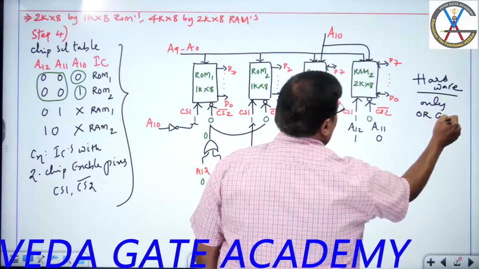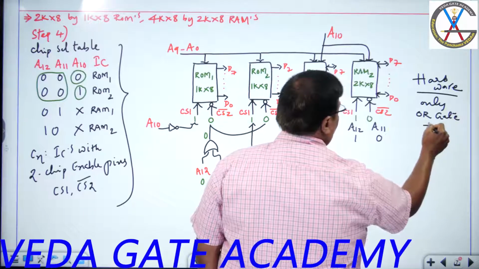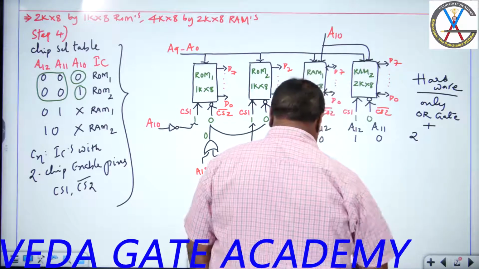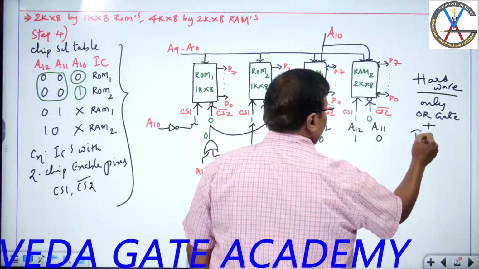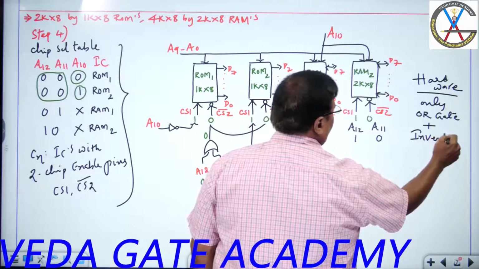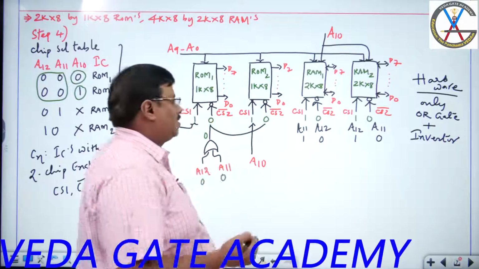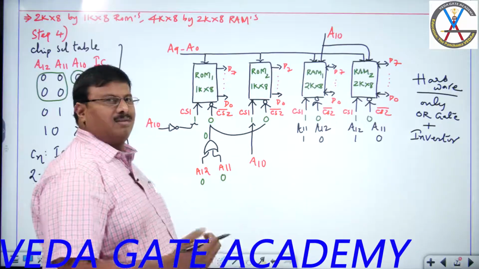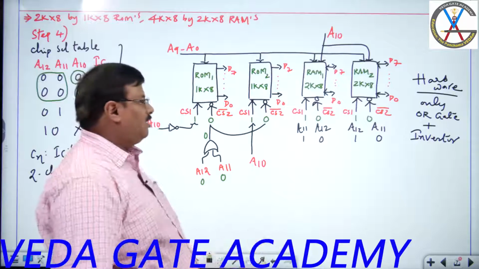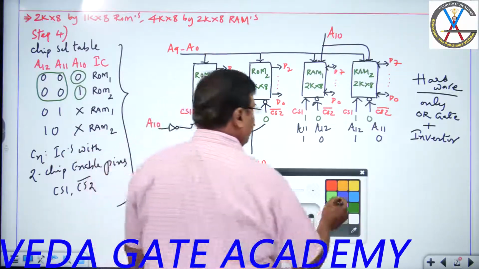Only an OR gate plus an inverter. Such a simple logic, without a decoder, without AND gates, nothing more involved. Can I make a note? A very important note.